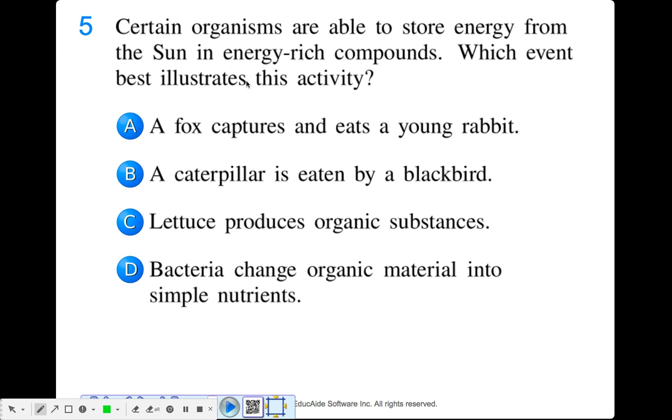All right, the next question. Certain organisms are able to store energy from the sun in energy-rich compounds. Which event best illustrates this activity? First, you should just maybe think about which organisms could store energy from the sun. Well, gosh, to me, that's going to be a plant or an autotroph, right? Otherwise known as an autotroph.